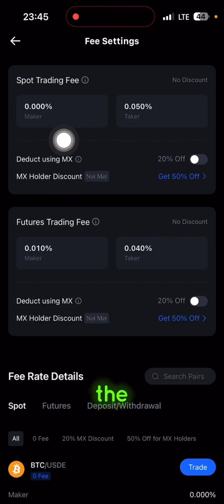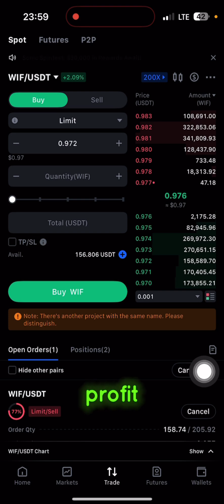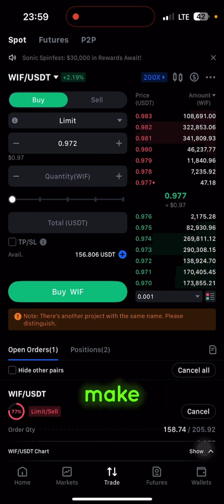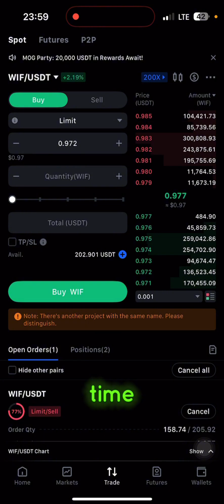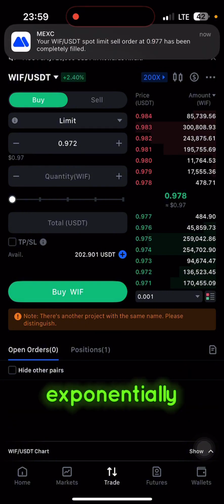So at the end of the day, we resulted in about 1 point something dollar in profit there. And this can be done again, hopefully. That's how you make your money consistently over time and grow it exponentially.